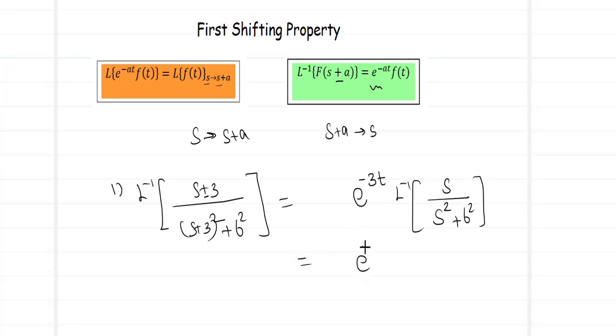The next step will be e power minus 3t, and now Laplace inverse of s by s square plus 6 square. We know that if it is s, it has to be cos. So this is going to be cos 4t. Hence, this will be my final answer. Sorry, this is going to be cos 6t. Sorry for the error. Since it is 6 square, it is going to be cos 6t. So what does this exponential function do? It expands s in your Laplace, but in inverse Laplace, this s plus a will shrink back to s to give you your answer. We will try to apply this to a few more problems.